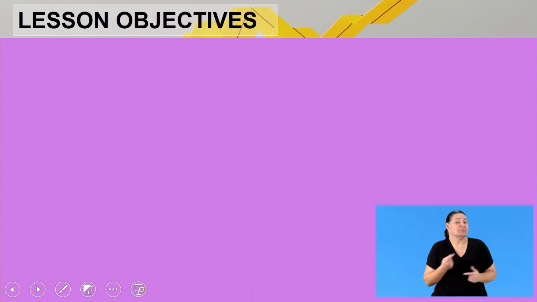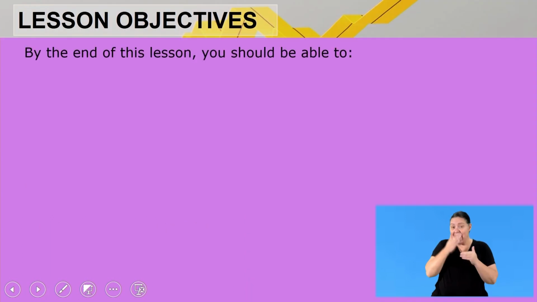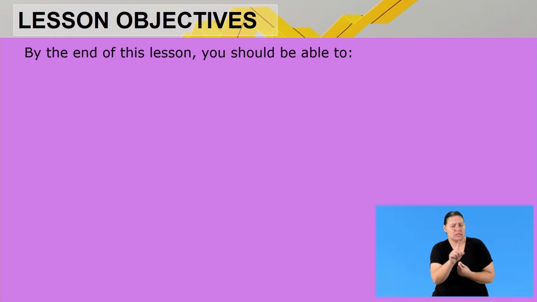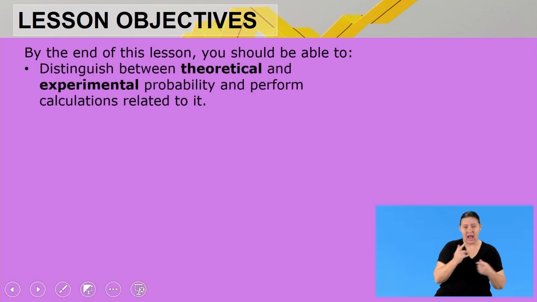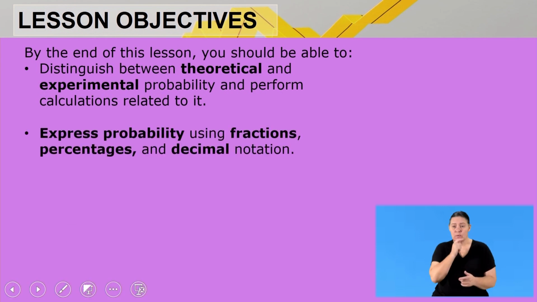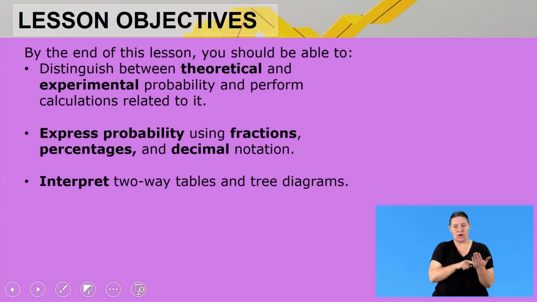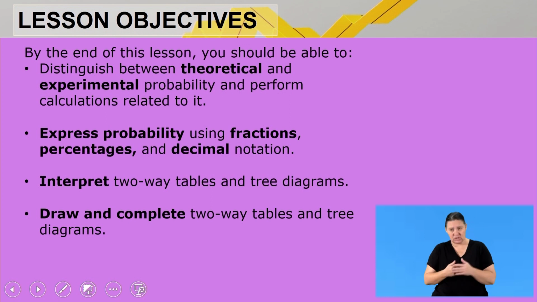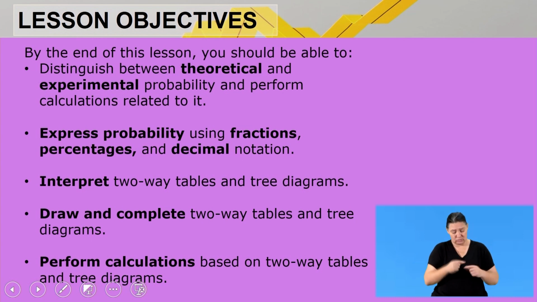Now let's see what I will expect of you in today's lesson. By the end of this lesson, you should be able to distinguish between theoretical and experimental probability and perform calculations related to it. You should also be able to express probability using fractions, percentages, as well as decimal notation. Then, you must be able to interpret two-way tables and tree diagrams. You must also be able to draw and complete two-way tables and tree diagrams. And then, you must be able to perform calculations based on two-way tables and tree diagrams.